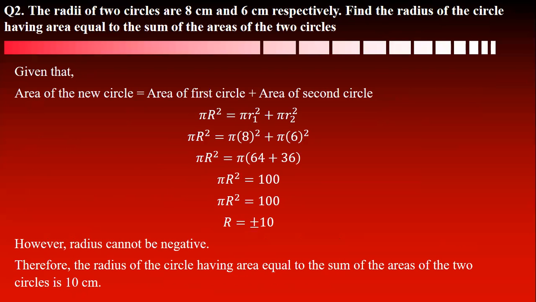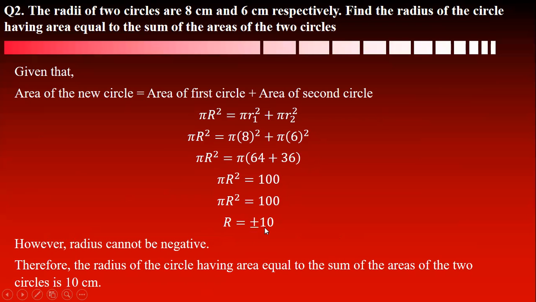Given that area of the new circle is equal to area of first circle plus area of second circle. So we use the area formula. Pi capital R square is equal to pi R1 square plus pi R2 square. We'll substitute for R1 and R2, 8 and 6. When we substitute, 8 square is 64, 6 square is 36, so we get 100. Now pi will get cancelled on both the sides, so R will be plus or minus 10.